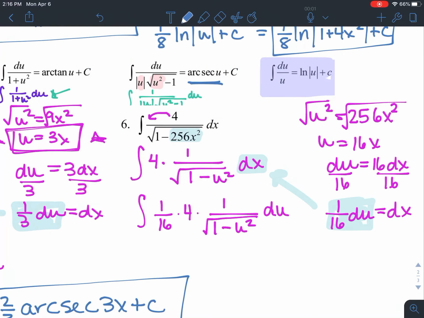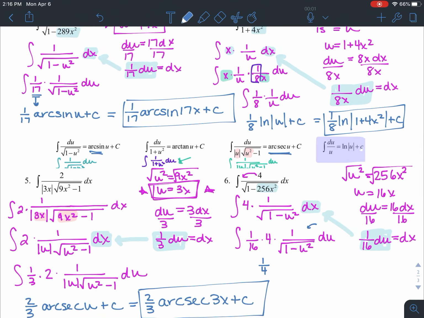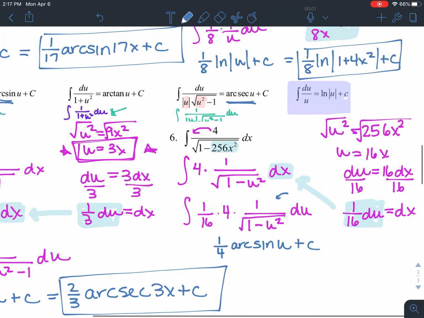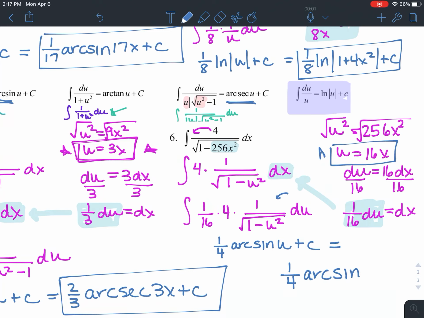Now I can take that antiderivative. I've got 4 over 16. That reduces to 1/4. Now looking at this, there's a square root, no absolute values. That's just your arc sine of u plus c. All right, now let's plug it back in your u. 1/4 arc sine, our u value that we had here is 16x plus c.